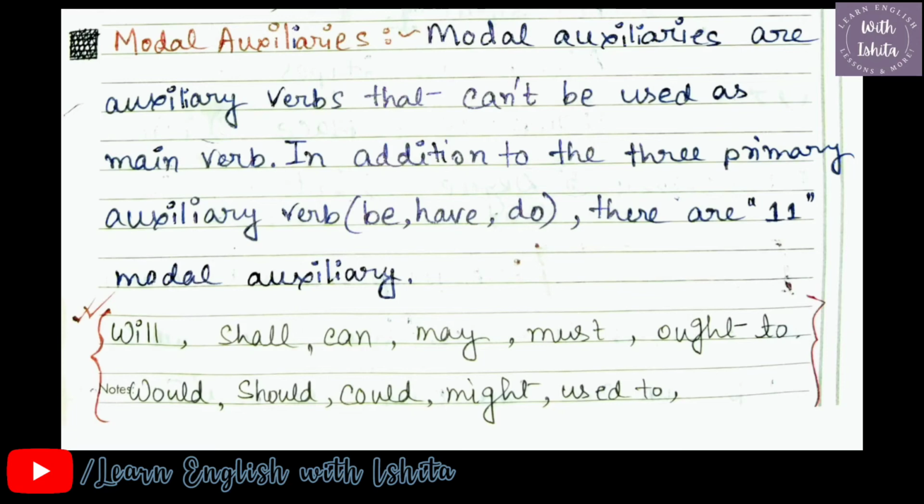In addition to the three primary auxiliary verbs like be, have, and do, there are 11 modal auxiliaries like will, would, shall, should, can, could, may, might, must, used to, and ought to.